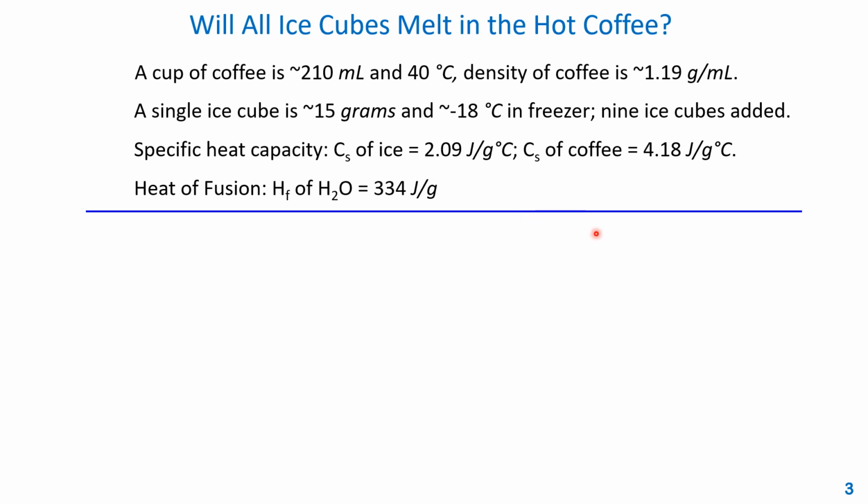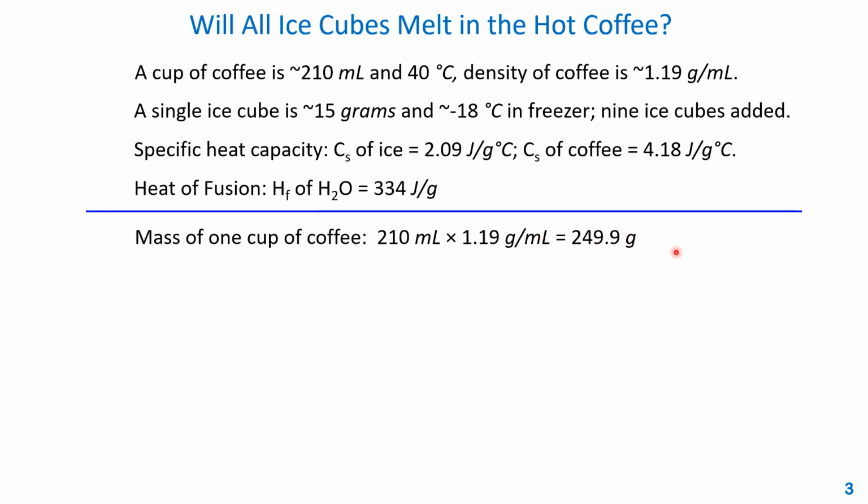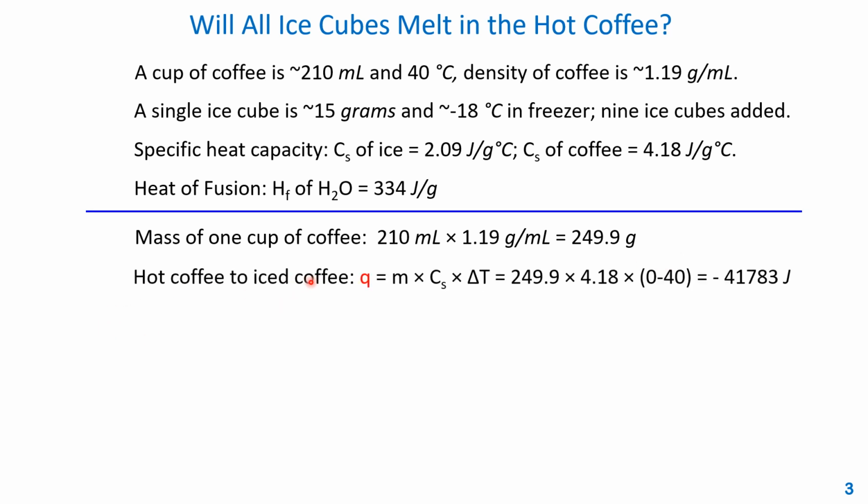That's enough information now. First, we need to also calculate the mass of the cup of coffee. So volume times density gives you mass. Volume, 210, density, 1.19. Make sure the volume is in milliliters, and then you can calculate the mass, 249.9 grams. And then we can calculate the hot coffee to iced coffee. So from 40 degrees to 0 degrees, how much heat is released? Mass, 249, specific heat capacity, 4.18, that's the same as water.